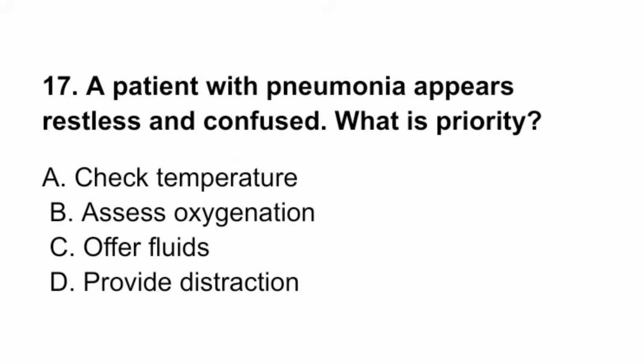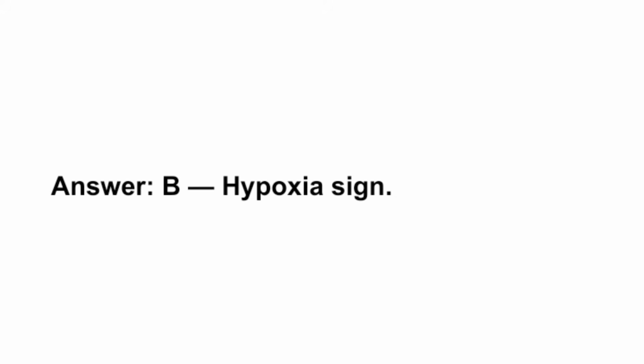17. A patient with pneumonia appears restless and confused. What is priority? A. Check temperature. B. Assess oxygenation. C. Offer fluids. D. Provide distraction. Answer: B. Hypoxia sign.